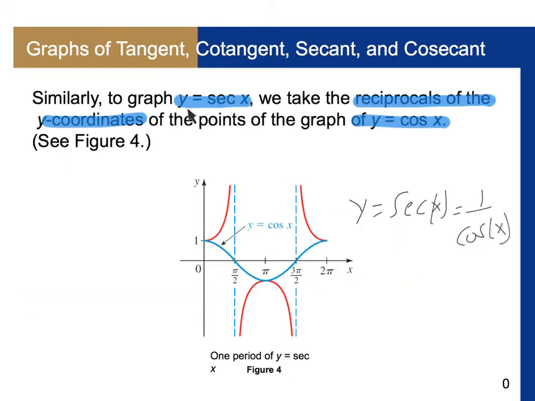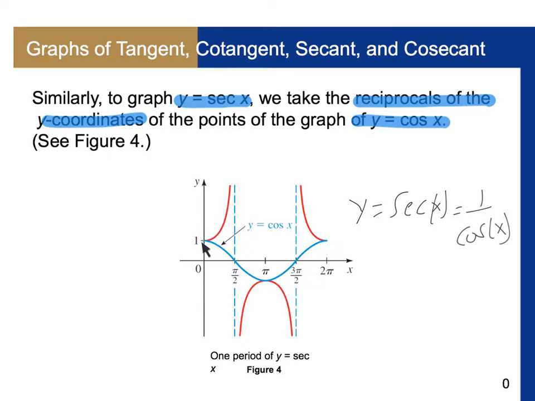Okay, now if we look at y equals secant of x, we take the reciprocals of the y coordinates of y equals cosine of x. Remember, y equals secant of x is 1 over cosine of x. So the blue is our cosine. It starts at 1, and then it goes down to 0 at pi over 2, goes down to minus 1 at pi, goes back to 0 at 3 pi over 2, and then it goes up to 1 at 2 pi, right? So the red will be our secant, which is the reciprocal.